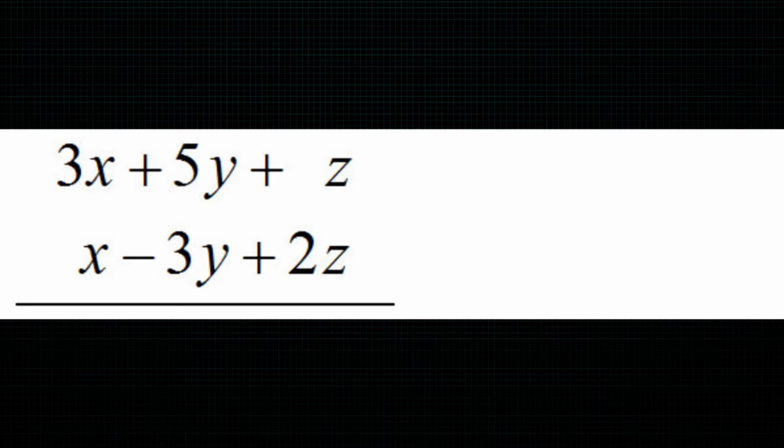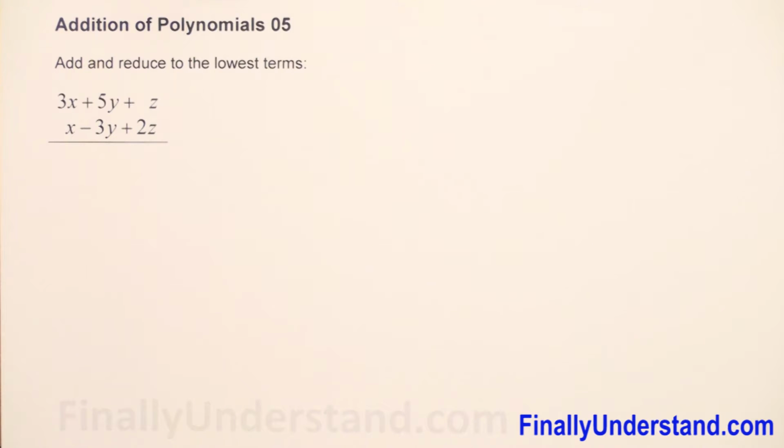We have addition of polynomials. How do we add polynomials? When we add polynomials, we have to combine the like terms. It means we have to add the same variable with the same power. So let's see what we have here.